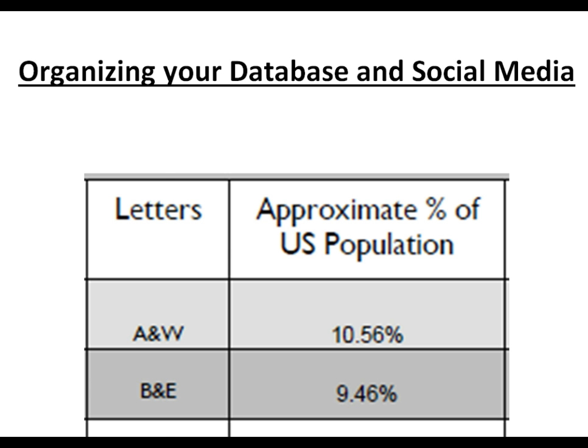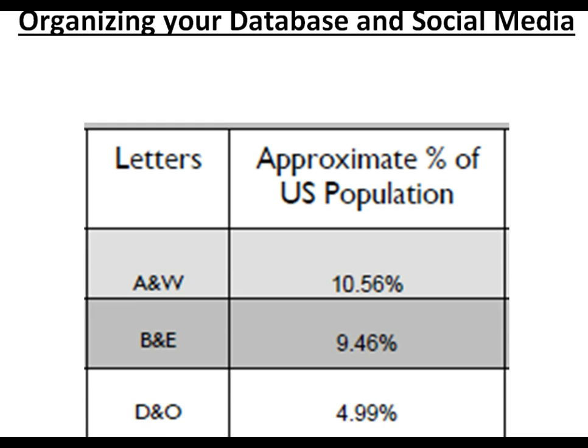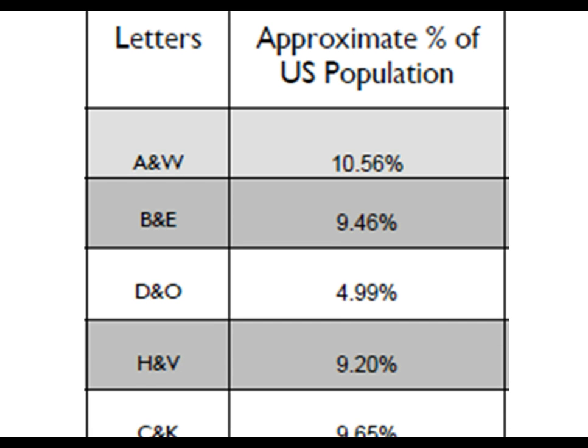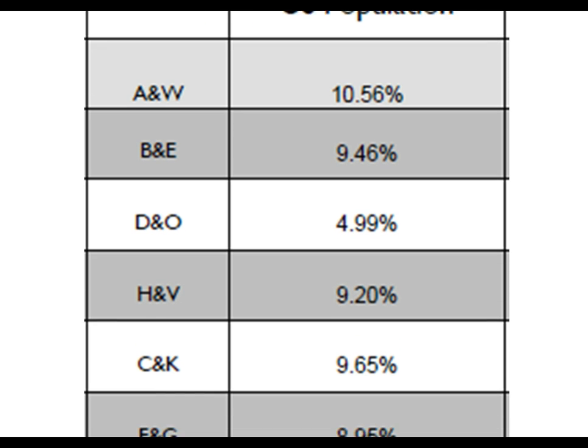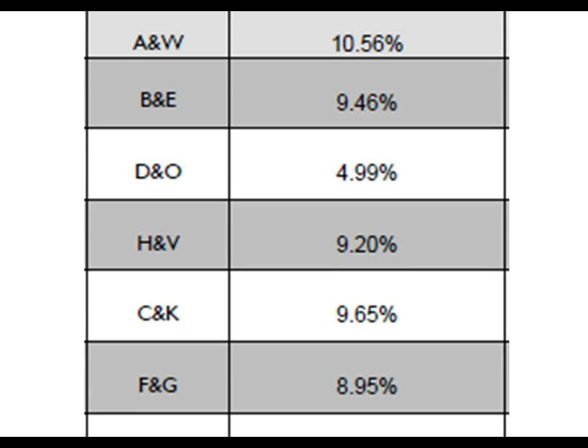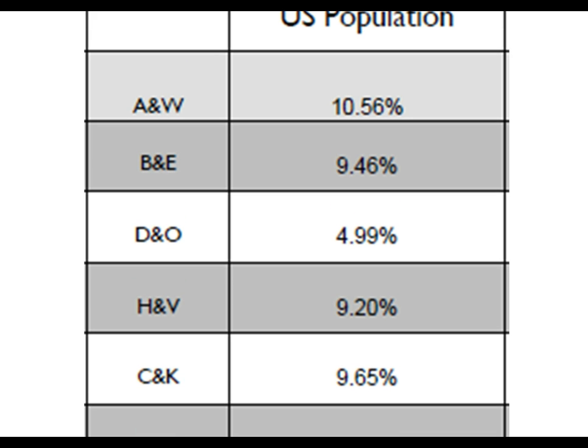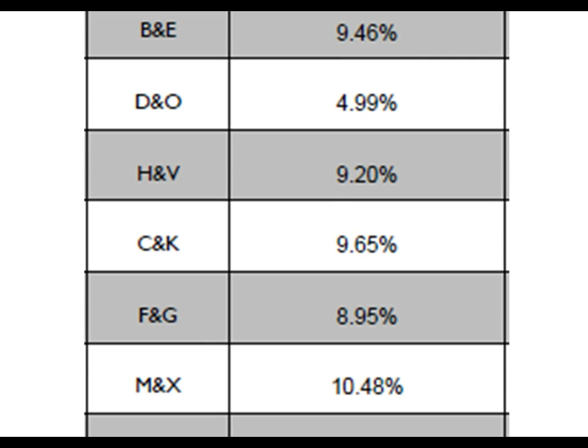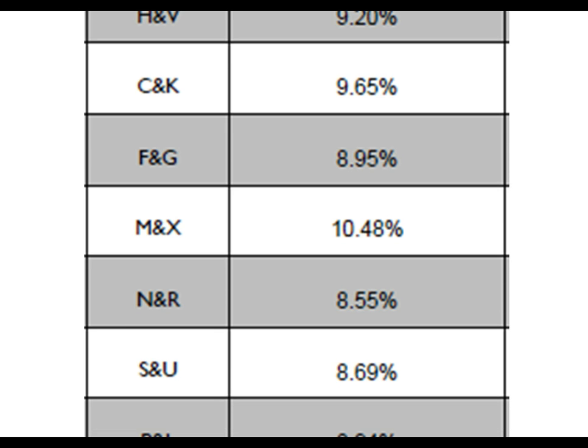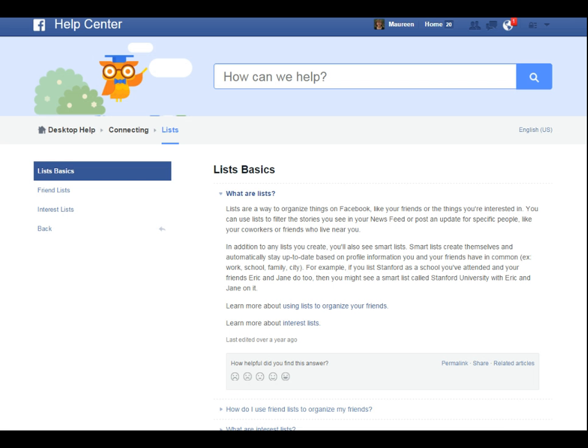So if you went through your database and organized it by the population, the alphabet letters in the population, you can go into Facebook and create these same lists. So this list here, the A and W list, you'll create a list called A and W in Facebook, and the same thing with all the other alphabet letters. And then we're going to put our Facebook contacts into these lists, so that we can touch base with them the same way we do in our contact management system.